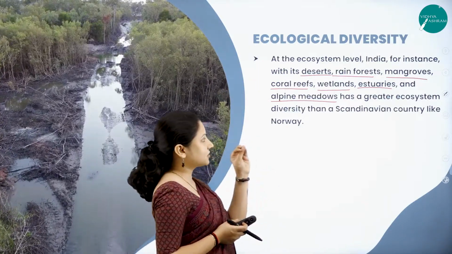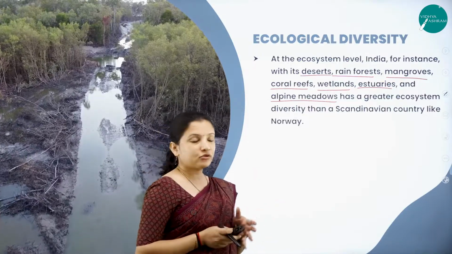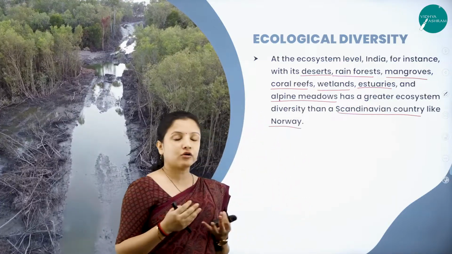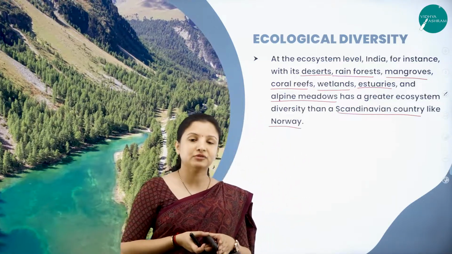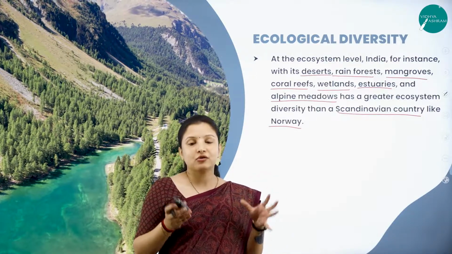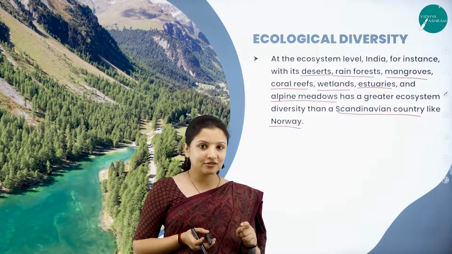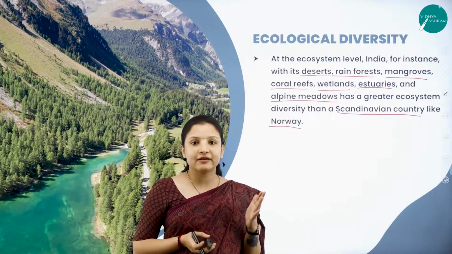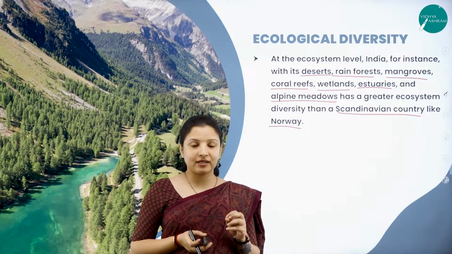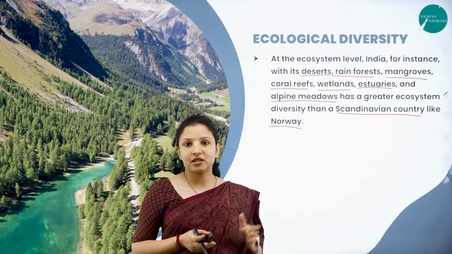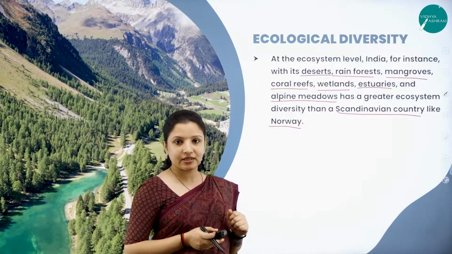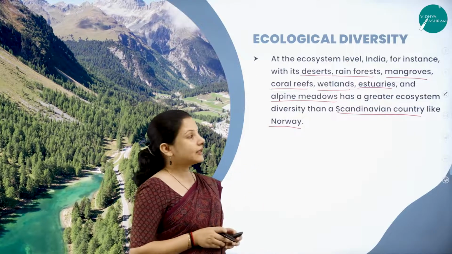So this is ecosystem diversity when compared to that of a Scandinavian country like Norway. When compared to Norway, which is almost all the time snow-capped, India has a vast ecosystem diversity. And because such ecosystem diversity exists in India, though India's land area is very, very less, we are rich in biodiversity because different ecosystems exist in India. So that is the reason. So this is about ecosystem diversity.